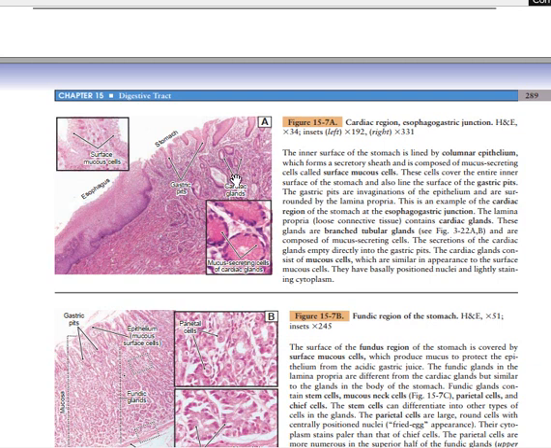Is it clear? Those cardiac glands are going to produce mucus that is going to help in the production of the gastric mucosa, in addition to the gastric pits containing goblet cells that are also going to produce mucus.